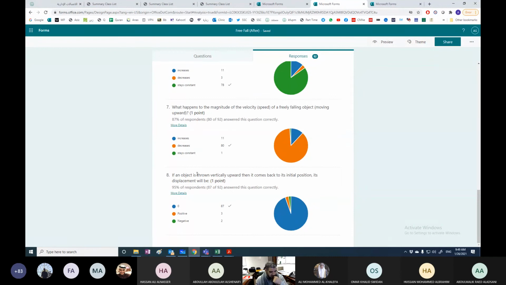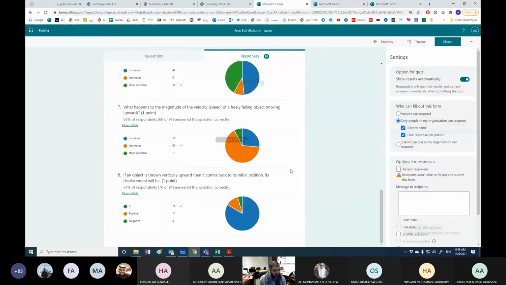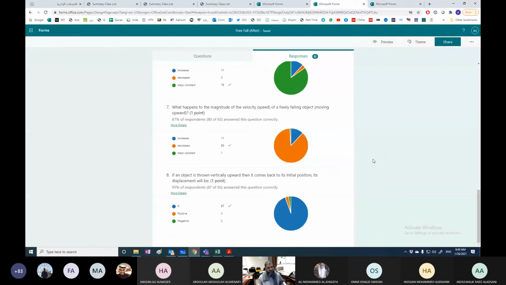Last question. If an object is thrown vertically upward and then comes back to its initial position, its displacement should be 0, because y final is the same as y initial. So delta y is 0. We have 5 who are lost or did not answer the question correctly. But there is improvement. There were 15, now they are 5.